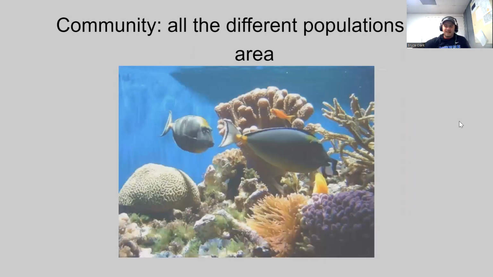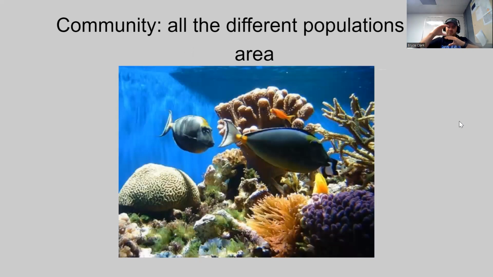One step above that, okay, so here's populations. One step above that would be our communities. Now, as English speakers, community has its own meaning to us, but in the scientific world, a community is all the different populations that are living in the same area. Okay, so here we look at a coral reef community. Those coral, the phytoplankton, the fish, they're all living in that same area and interacting.